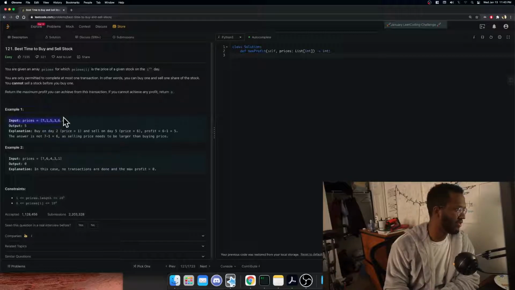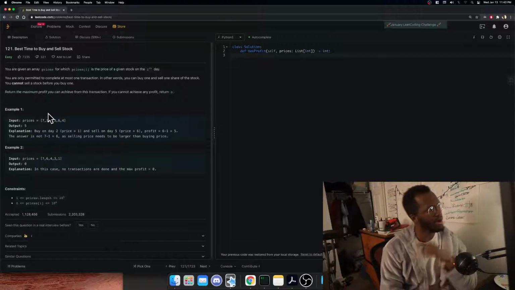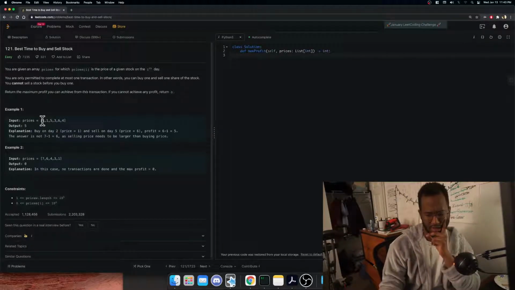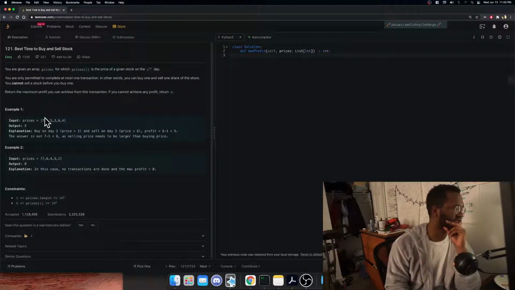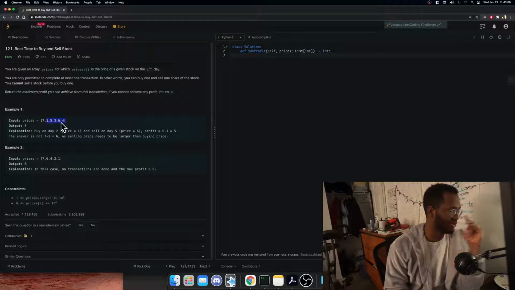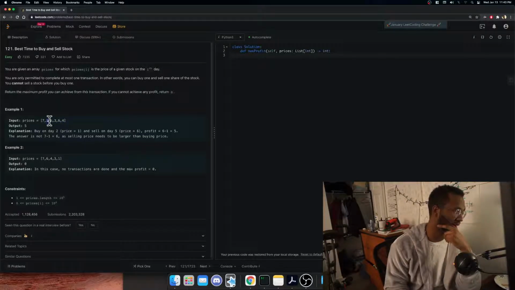So for each day here, we have 6 prices. On the first day, which is 7, you can't really buy and then make any money. If you buy on the first day and you sell any other day, you lose money. You can buy on the second day for 1 and sell on the 5th day for 6, and you'll make a profit of 5. Like they say here, profit is 6 minus 1 equals 5.